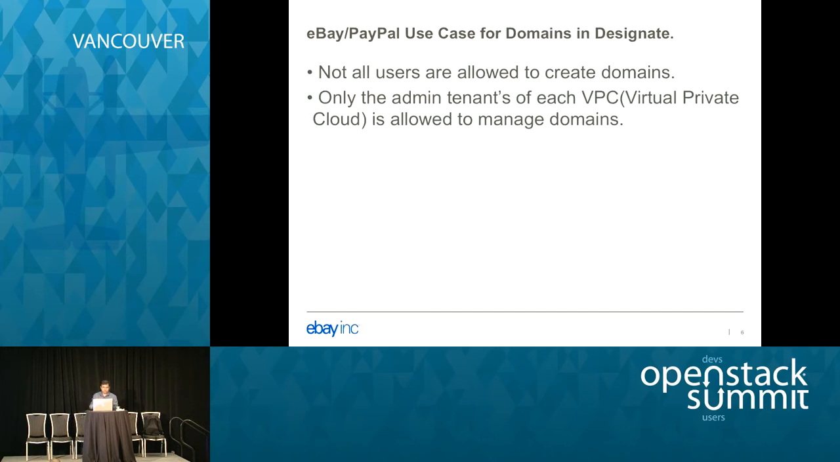So what I wanted to talk about is a use case for domains in eBay. The way Designate is designed, every tenant can have multiple domains. A tenant can create domains and delete domains. For those who are not familiar, domains are actually zones in DNS servers. In DNS servers they are zones, and here they are called domains. Any user that's part of a tenant can create, manage, and delete domains.